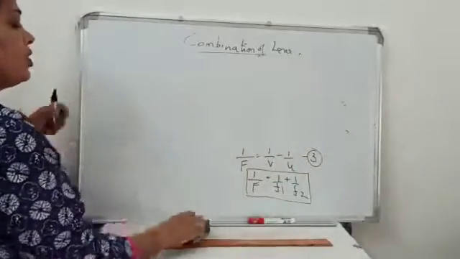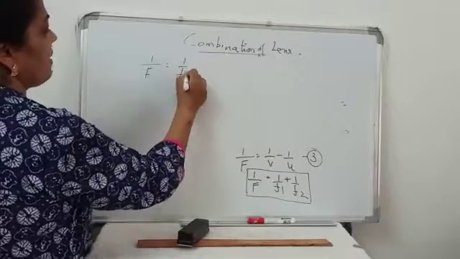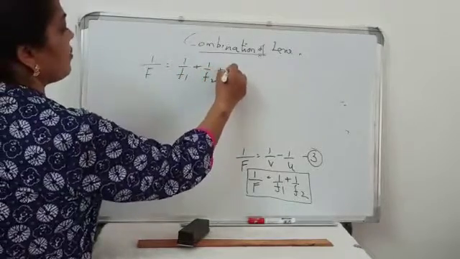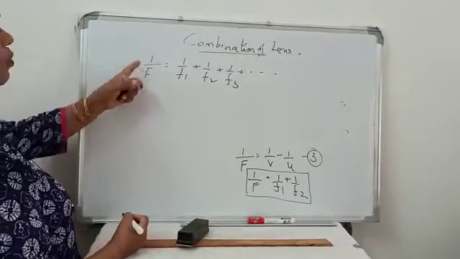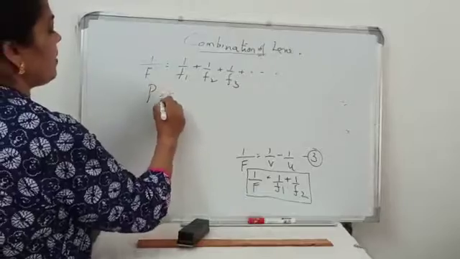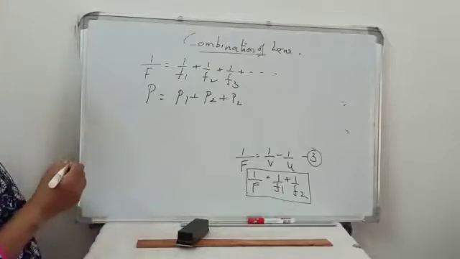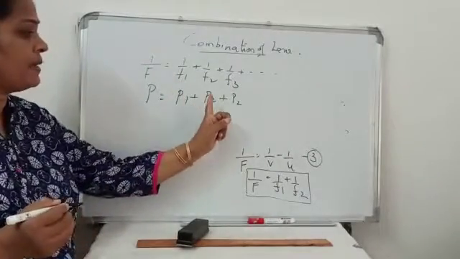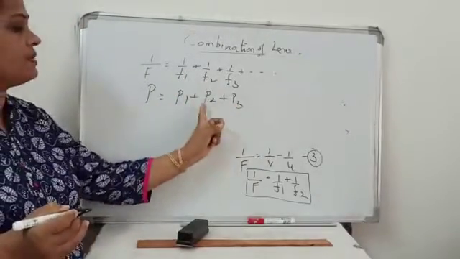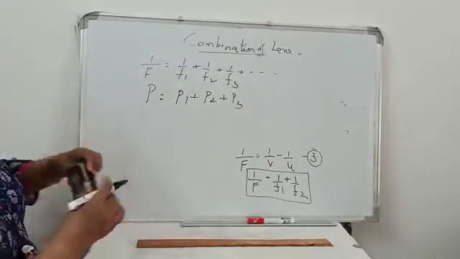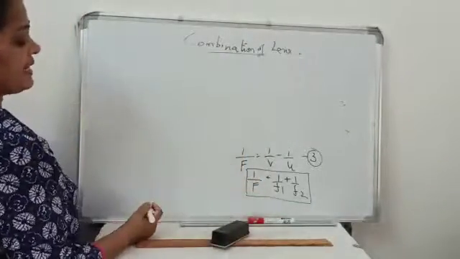If you use more than two lenses, any number of lenses, 1 by f will be 1 by f1 plus 1 by f2 plus 1 by f3 plus etcetera. We also know that 1 by f is power. So power will be the sum of the powers of the individual lenses. P is equal to P1 plus P2 plus P3, where P1, P2, P3 are the individual powers of individual lenses.